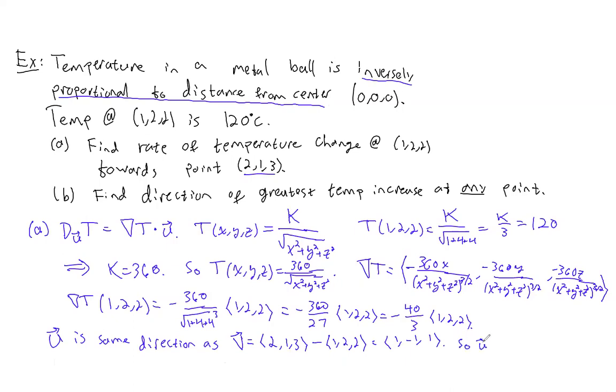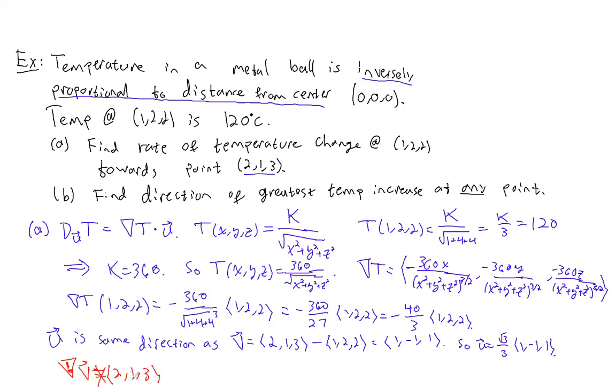So the upshot of that is that u is root 3 over 3, 1, negative 1, 1. In particular, it is not the case that our vector is 2, 1, 3. So do not do this.